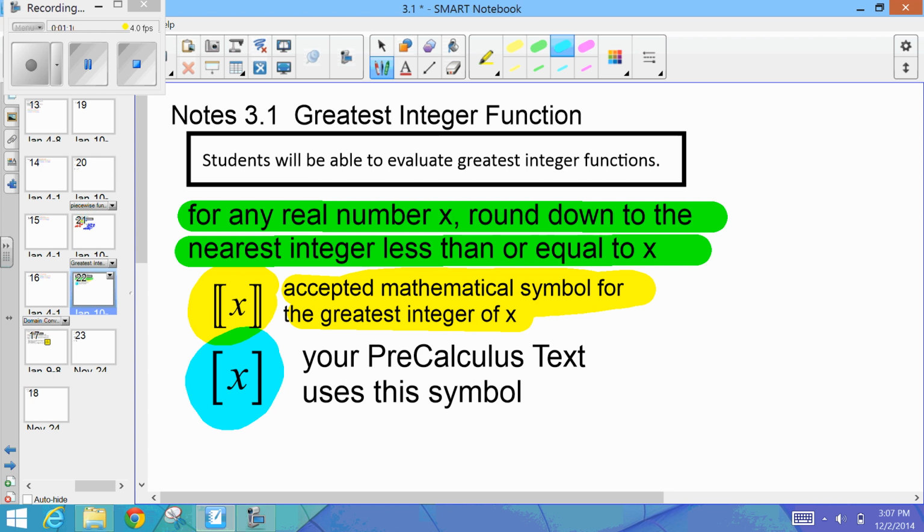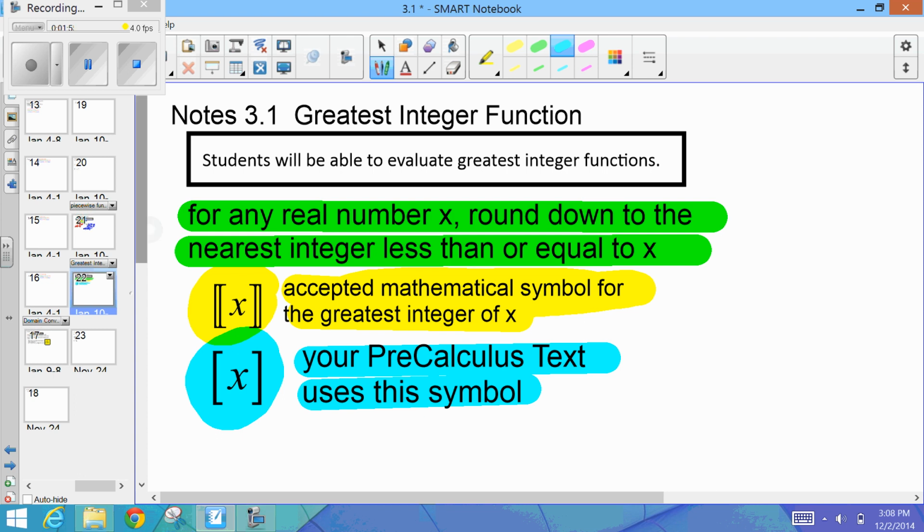However, for some reason, your textbook uses only the single brackets. So I want to teach you both. I want to teach you what you might see if you ever take a higher level math course, and also the way your textbook represents it. Because if I use any materials that come from your textbook, you need to be able to look at that and recognize it as the greatest integer function.